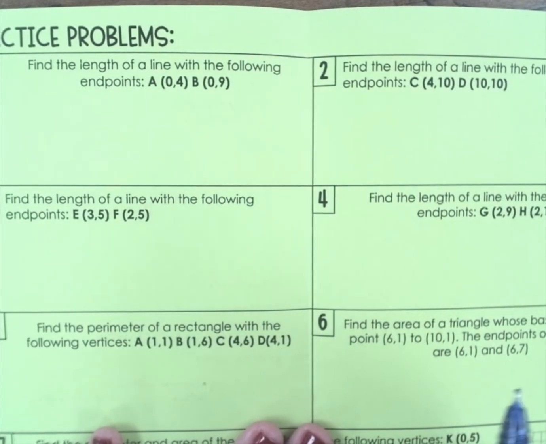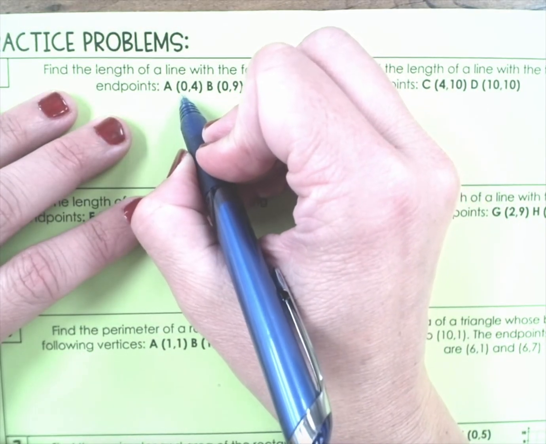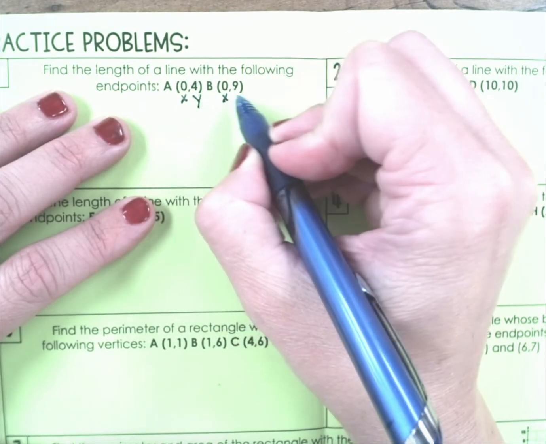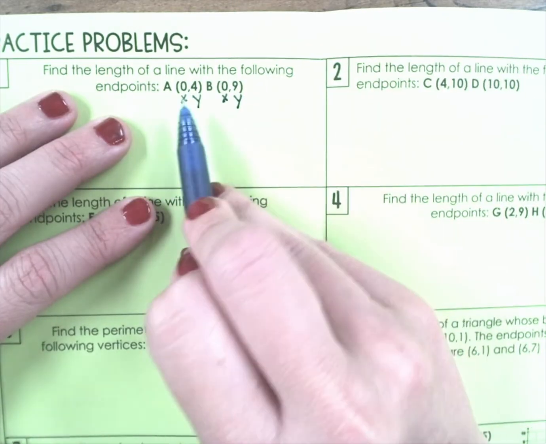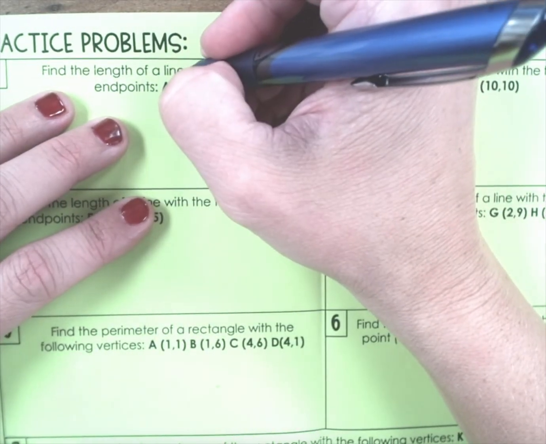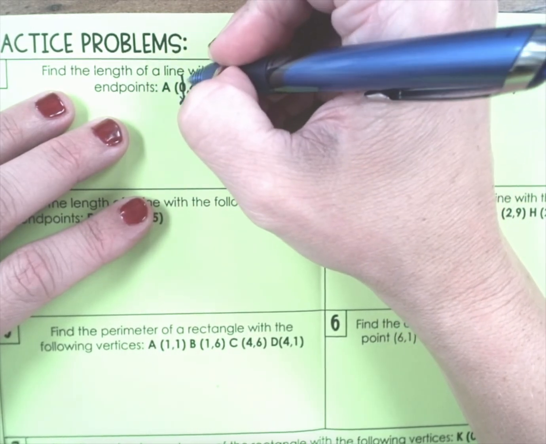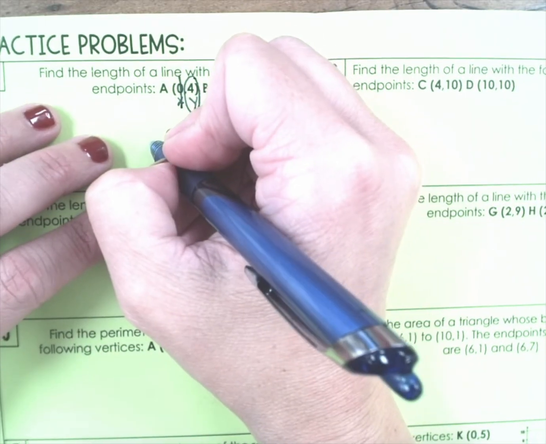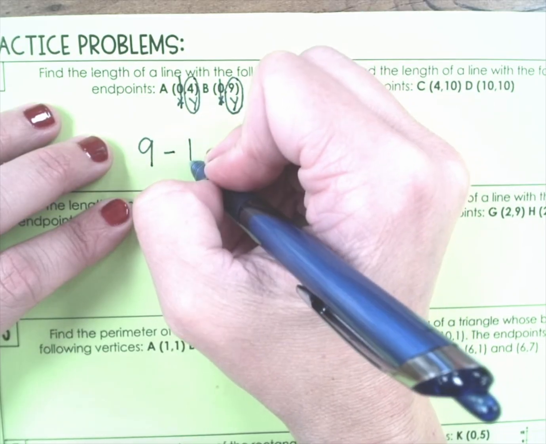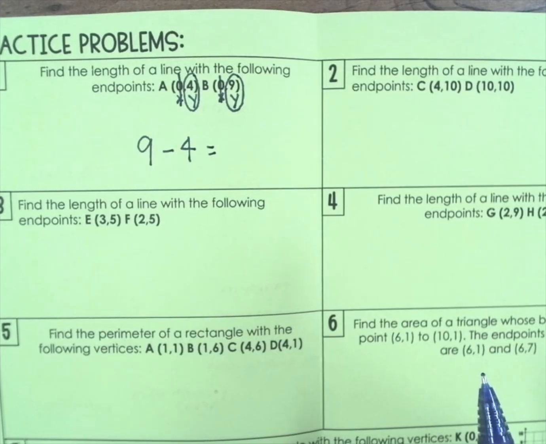We don't have a coordinate plane, so you're not going to graph them. You're going to have to look to see, are my x coordinates different or are my y coordinates different? I see that on these two endpoints, they both start with 0. So that means the x-coordinate is the same and my y-coordinate is the one that's different. So I'm just going to find the difference between my y coordinates. And that's all you're doing for those first 4.